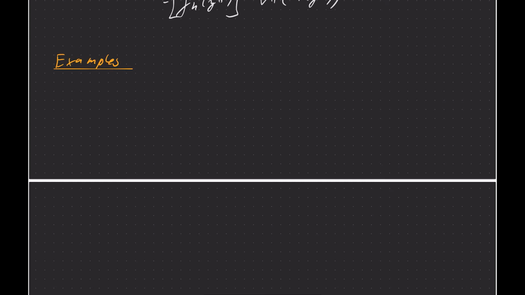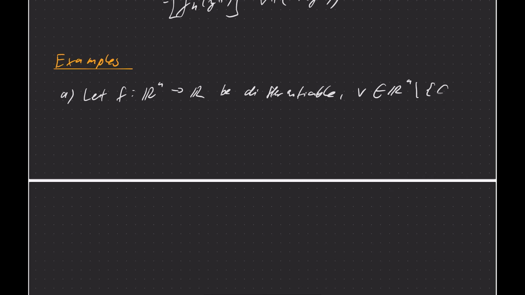And specifically, the examples will deal with directional derivatives, because those can be thought of as just this case here. So let f be a function defined on R^n, mapping to R, be differentiable, and let's take a direction v in R^n. It's not the zero vector. A direction and a point x star in R^n.